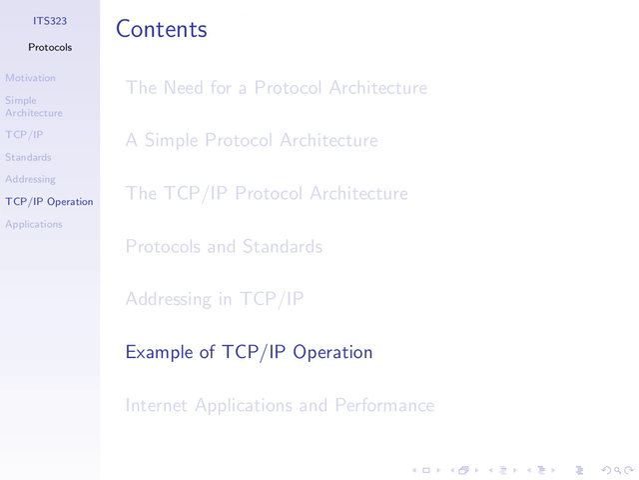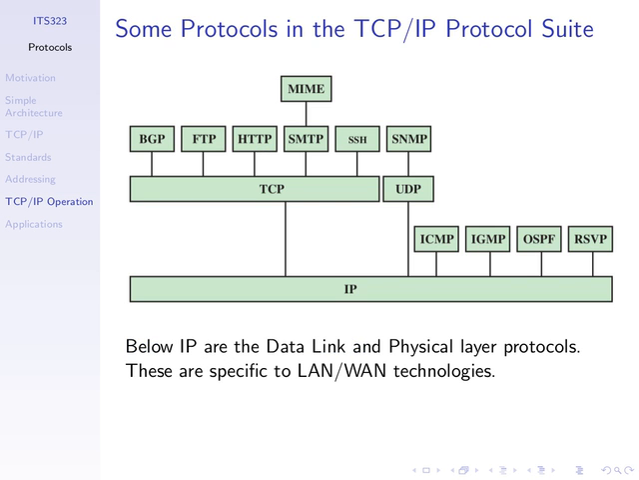To finish this part on protocol architectures, we'll go through a bit more detailed example of TCP/IP operation. Firstly, a listing of some of the protocols used in the TCP/IP protocol suite. We know, all right, TCP, that's an abbreviation for a transport layer protocol. IP is a network layer protocol.